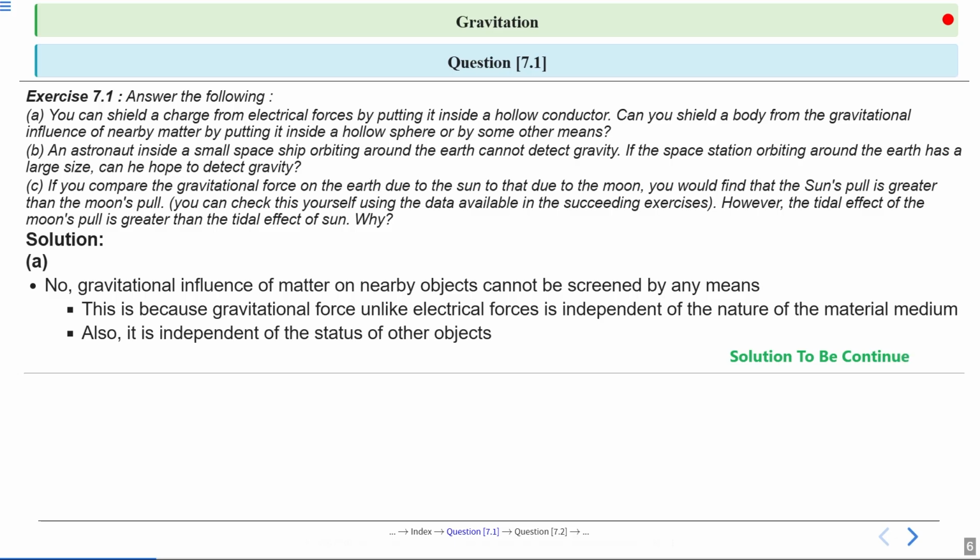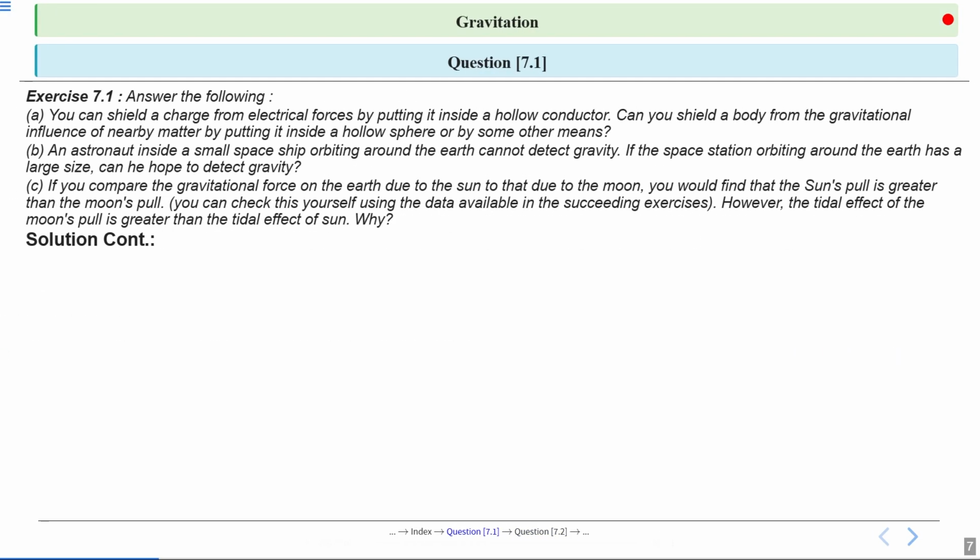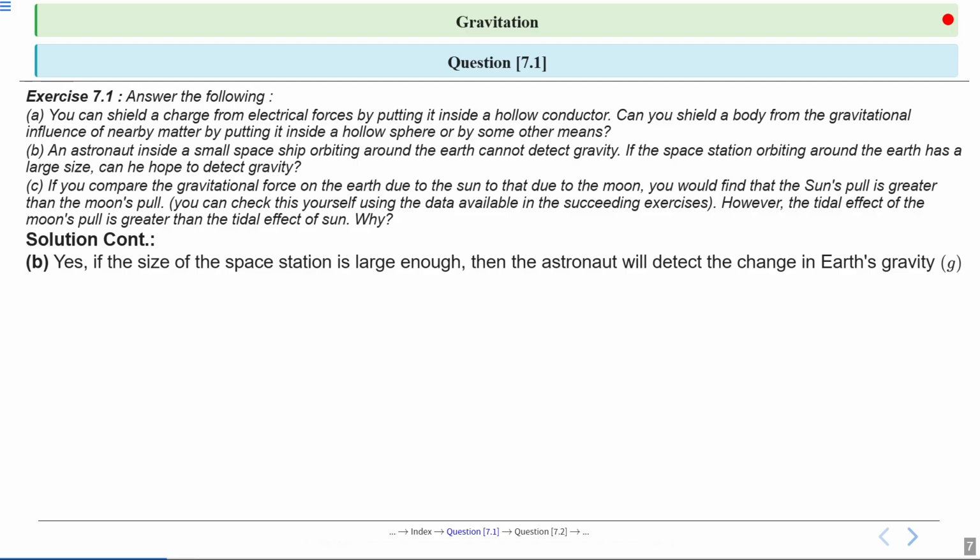Alright, now the second, B part. Yes, if the size of the space station is large enough, then the astronaut will detect the change in Earth's gravity. This is because the gravitational force experienced depends on the distance from the Earth's center and the mass distribution around the astronaut.